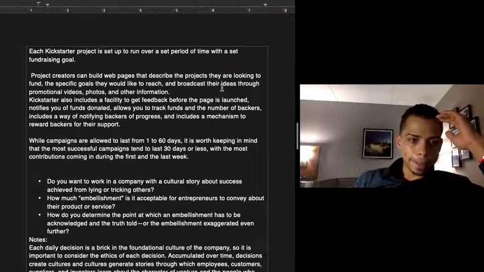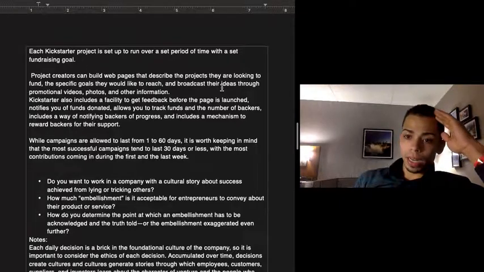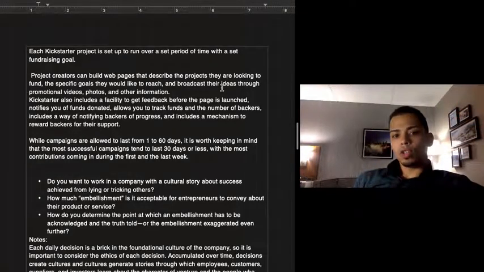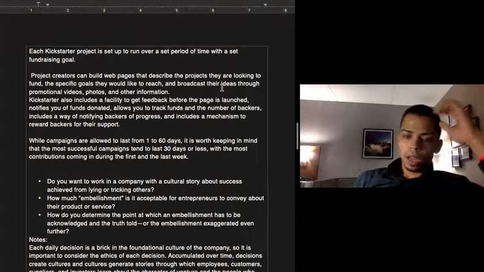While campaigns are allowed to last up to 60 days, most successful campaigns usually last 30 days or less, with the most contributions coming within the first week.